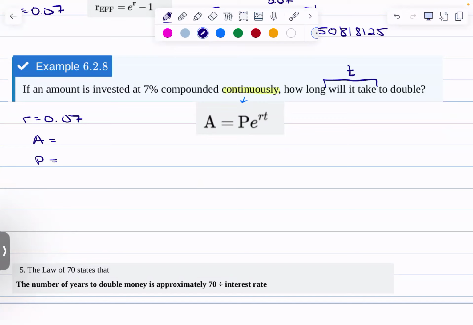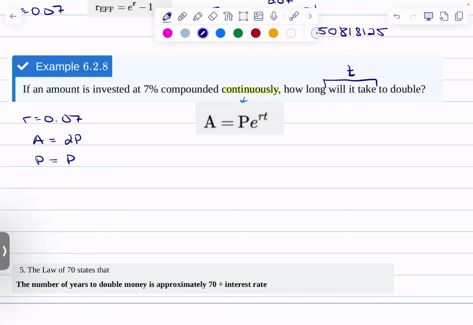We've got a couple of options. You could pick a value for P and then let A be 2 times that. Reasonable. Or you could even say A just has to be 2 times P. So I'm going to let P be P and A can be 2P. But you're just as well off if you say I'm going to let P be $100 and then A, if I want to double it, should be $200. The result is going to be the same.